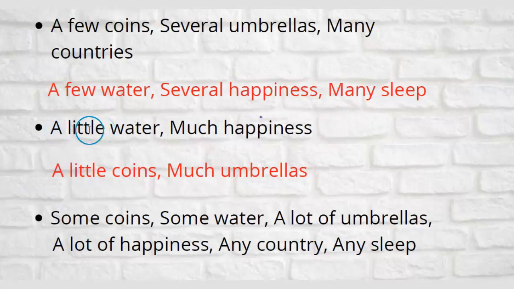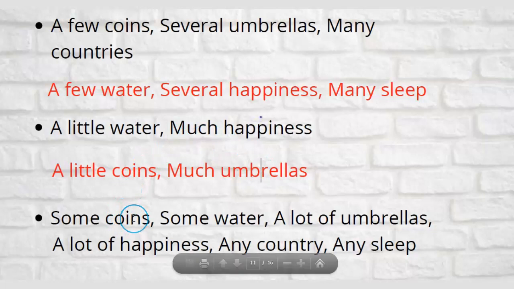Now we look at the application for uncountable noun quantifiers. A little water is correct, much happiness is correct, but if you collocate them with countable nouns like coins, incorrect, and umbrellas, incorrect. Look at the third and easier list. Some coins, some water goes with both countable and uncountable. A lot of umbrellas, a lot of happiness goes with both. Any country and any sleep goes with both.